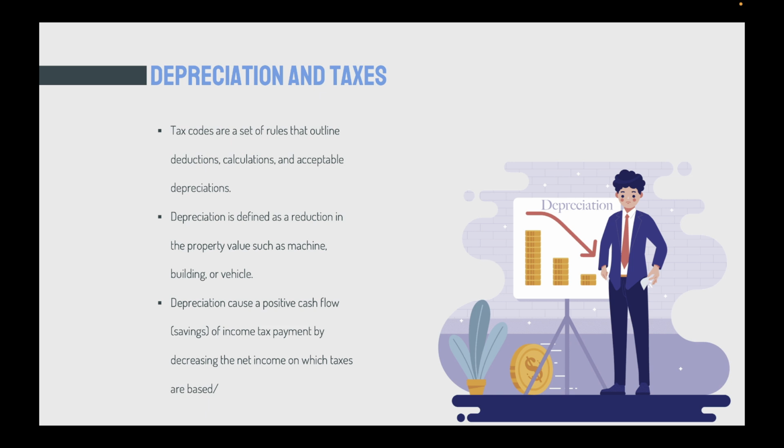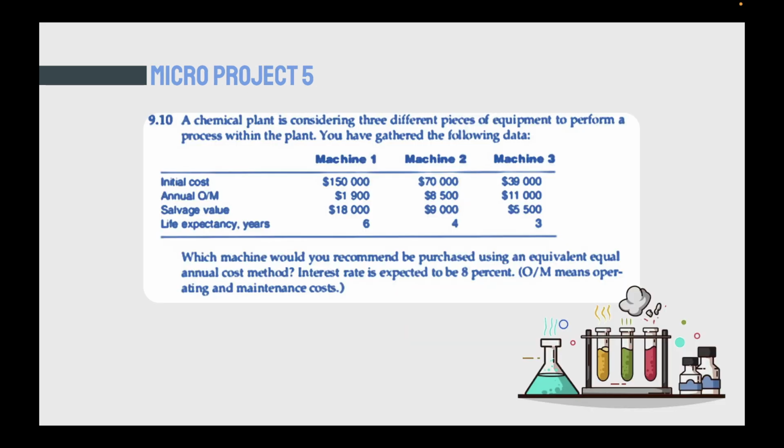Tax codes are defined as a set of rules that outline how much should be deducted from your income, the calculations, and the acceptable depreciation of objects or real estate. Depreciation can be defined as a reduction in the value of property, such as a machine, building, or vehicle. Depreciation causes a positive cash flow, which is a saving of income tax payment by decreasing the net income on which the taxes are based.